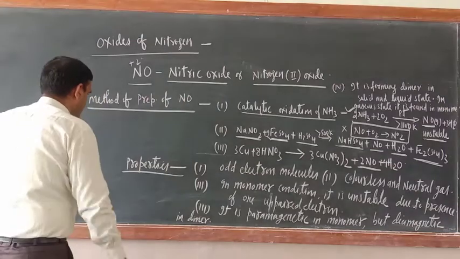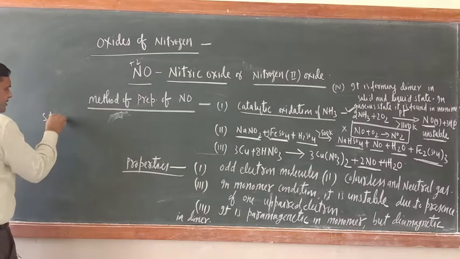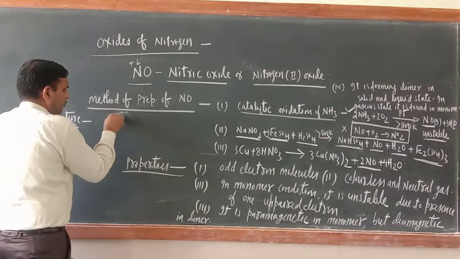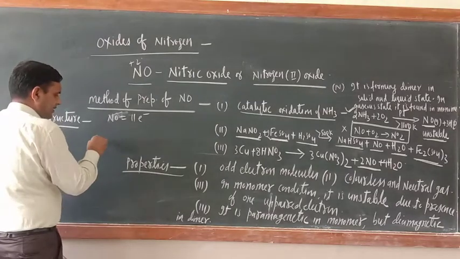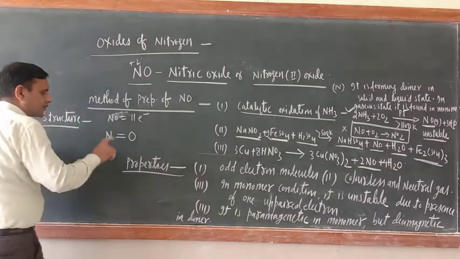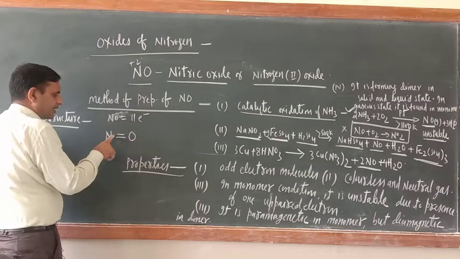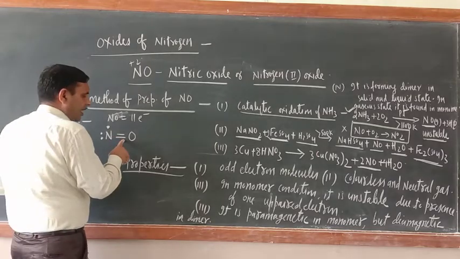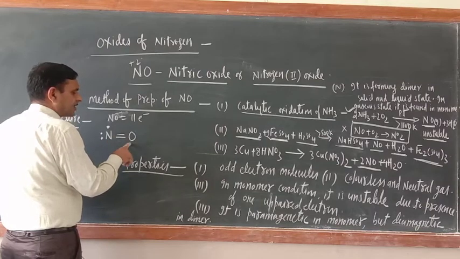See the structure. Now write down the heading, structure. Just try to understand: NO, what is the total number of electrons? 11 electrons are there. How will you arrange the 11 electrons? Just see. N double bond O. The 2 electrons of nitrogen you have shared here. So how many electrons of nitrogen are left? 3 electrons, so 1, 2, 3. Now, out of 6 electrons of oxygen, 2 electrons you have shared with nitrogen.